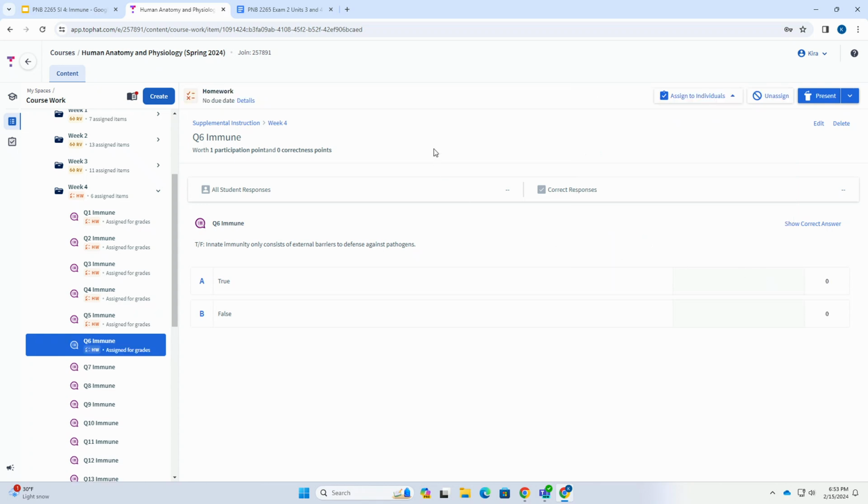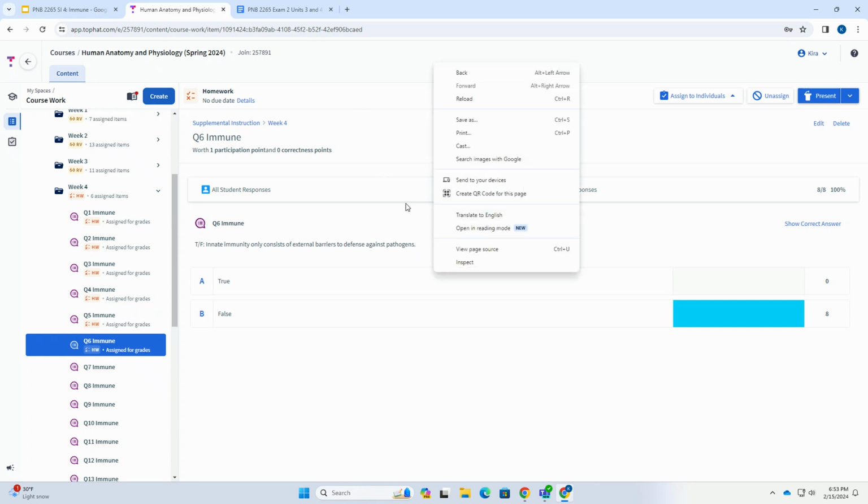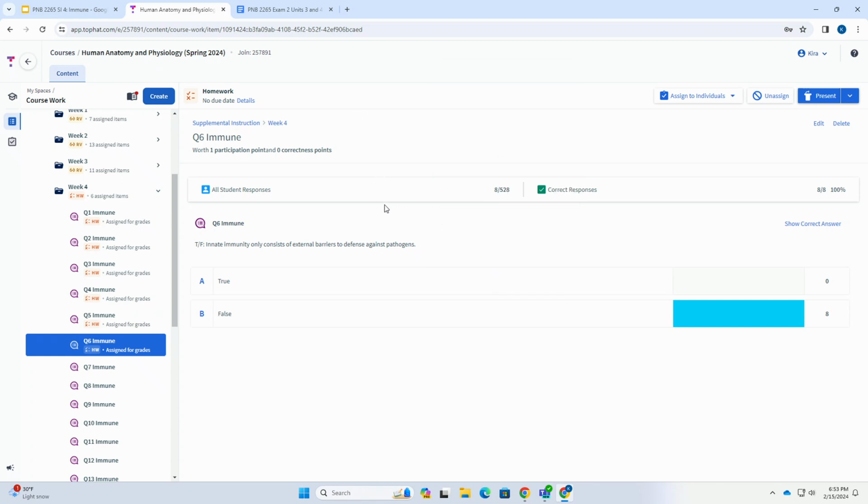Innate immunity only consists of external barriers of defense. Cool, so that is false. Can anyone give me an example of an internal barrier from innate immunity? Like the chemical barriers in the stomach. Yeah. Perfect.